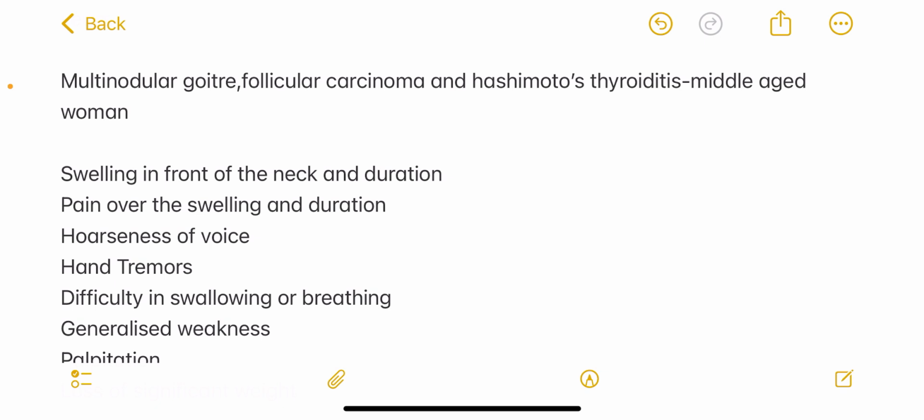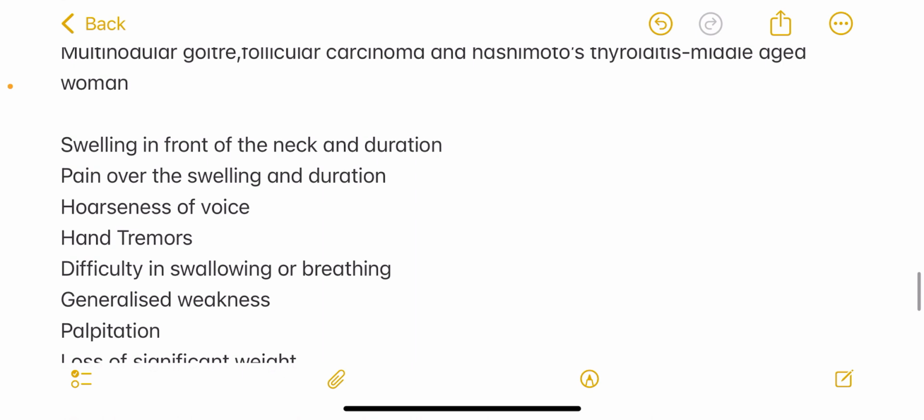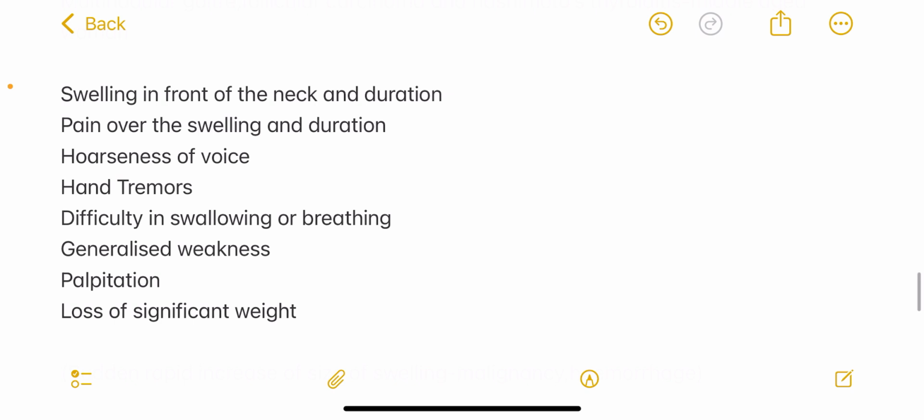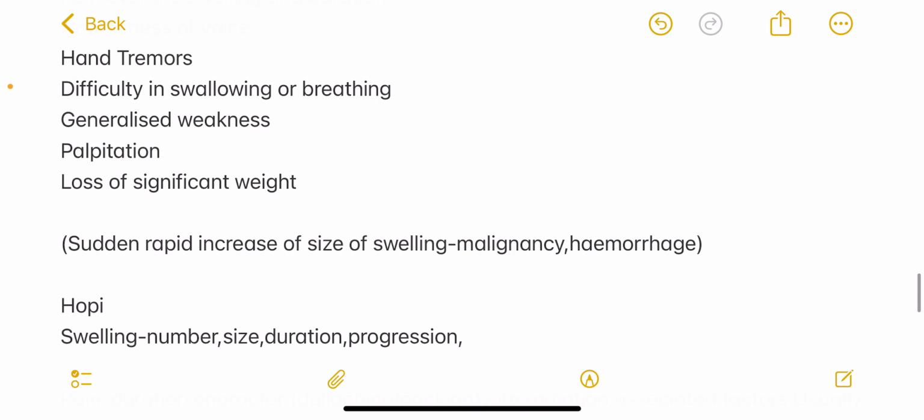Then hand tremors can be observed. And then difficulty in swallowing or breathing, that is again because of the pressure symptoms. And then generalized weakness can be there, and palpitations and loss of significant weight. All these are seen in case of goiter. Hyperthyroidism features like palpitation, generalized weakness, loss of significant weight, all of these are features of hyperthyroidism. And the features of hypothyroidism are usually the opposite of hyperthyroidism. A sudden rapid increase in the size of the swelling is usually seen in case of malignancy, and in hemorrhage as well it can be seen.